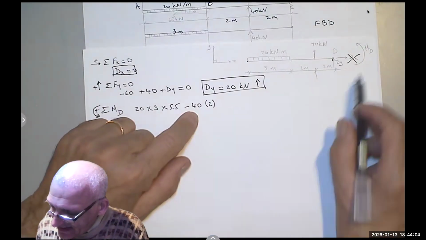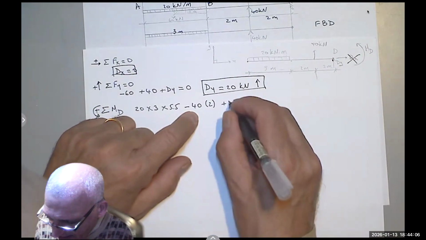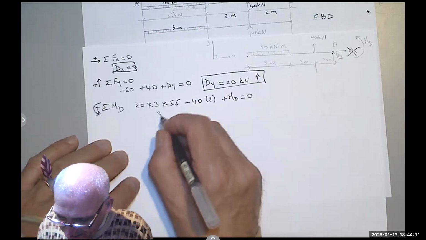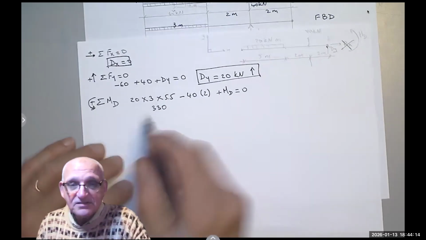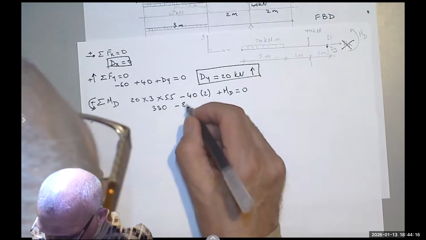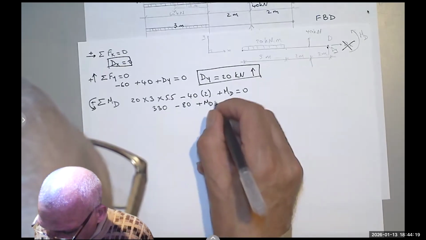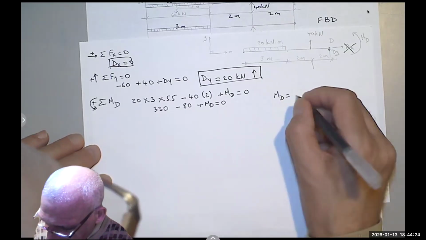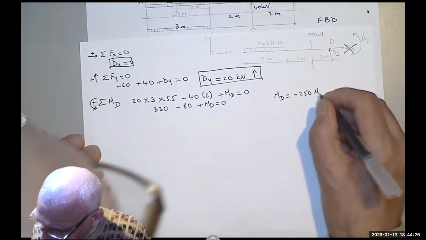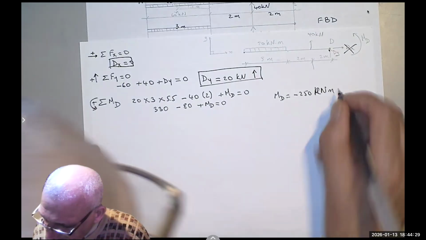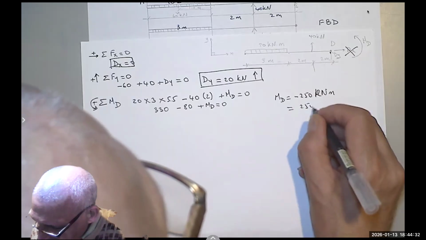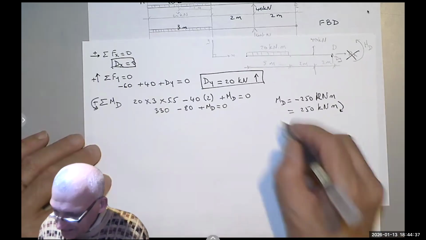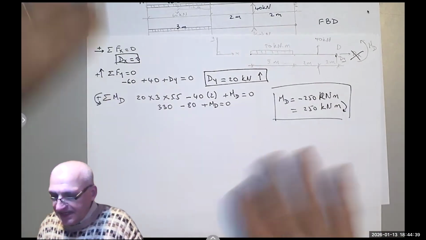And then I assume MD is positive, so I say plus M sub D equals 0. 60 times 5.5 is 330. Minus 80 plus MD equals 0. So MD plus 250 equals 0. MD equals negative 250 kilonewton meter, or 250 kilonewton meter clockwise. So these are the reactions at the support.